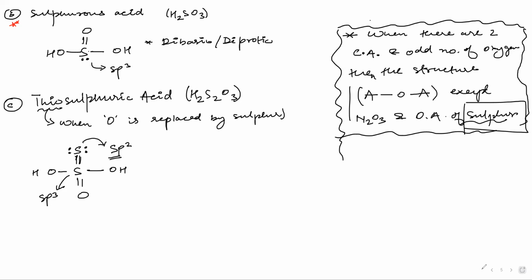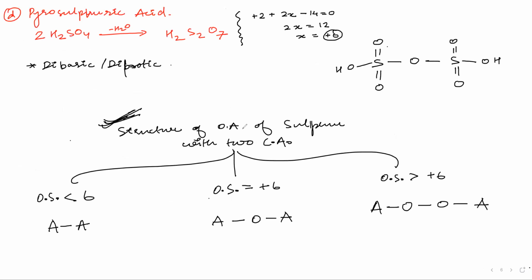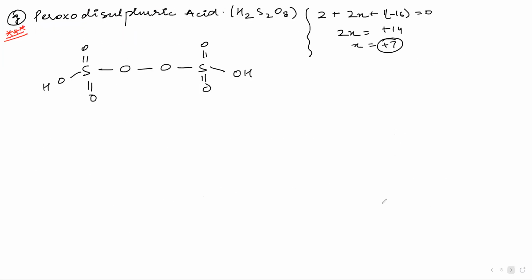And there is one pyroform. Pyrosulfuric acid. The structure is also given. There are four oxyacids of sulfur whose structure has been given in the NCERT. Now we have got peroxo disulfuric acid, one of its names is Marshall's acid. It's Caro's acid and Marshall's acid.